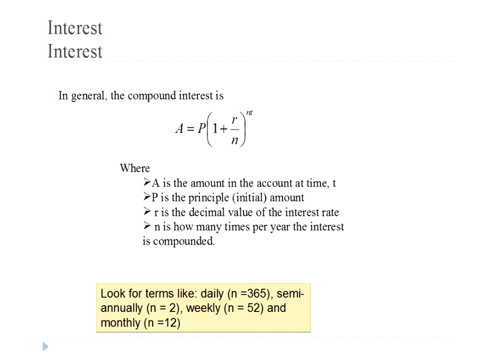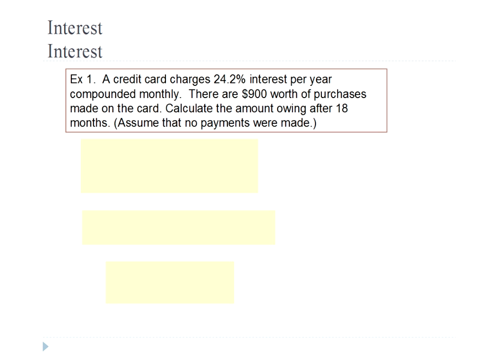The compound interest equation is this. We saw this slide last time. I'd like to take a quick peek at a credit card question here. A credit card charges 24.2% interest per year compounded monthly. That's actually not out of the realm of possibility. Let's say that there's $900 worth of purchases made on the card, and we're going to calculate the amount owing after 18 months. We're not paying anything on this.